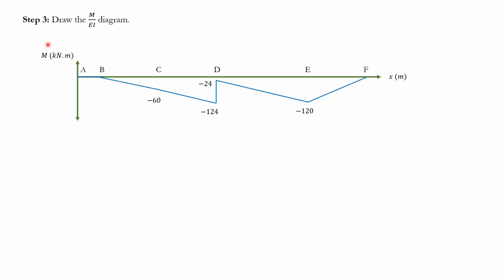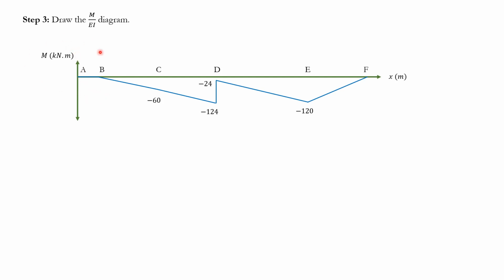For step 3, we're going to draw the M over EI diagram. This is the step that is kind of new, because previously, in the previous courses for strength of materials, we did find reactions and bending moment diagrams before, but this one is new. But it's not really complicated.